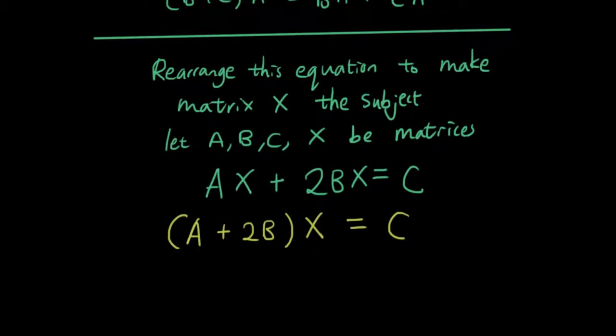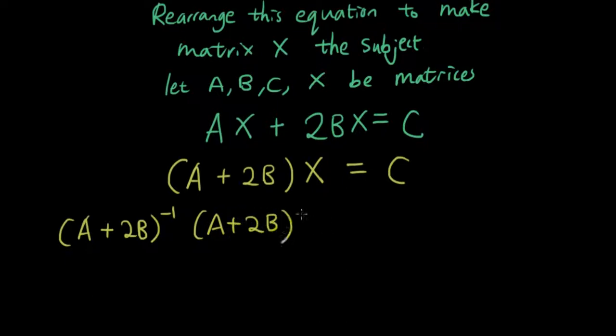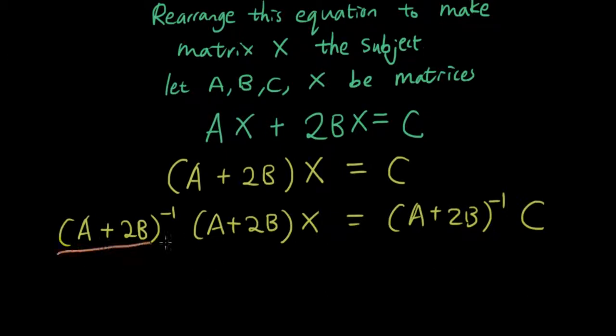So now all you have to do is do the inverse of A plus 2B, and we're going to multiply by that at the front of both sides. Hopefully you would already understand what the inverse does. So you can see that I've multiplied by this term on both sides.